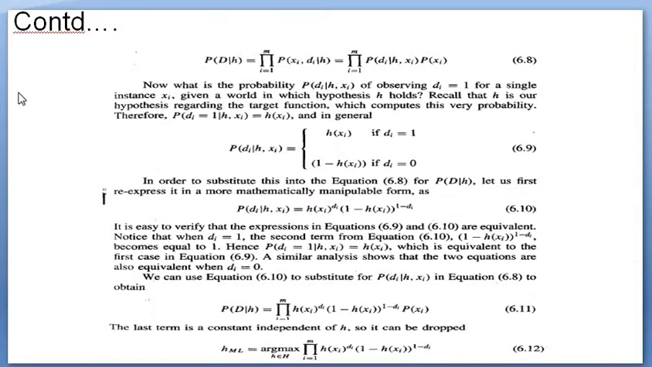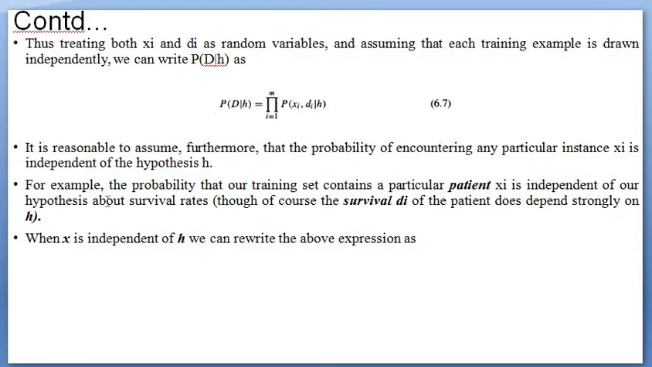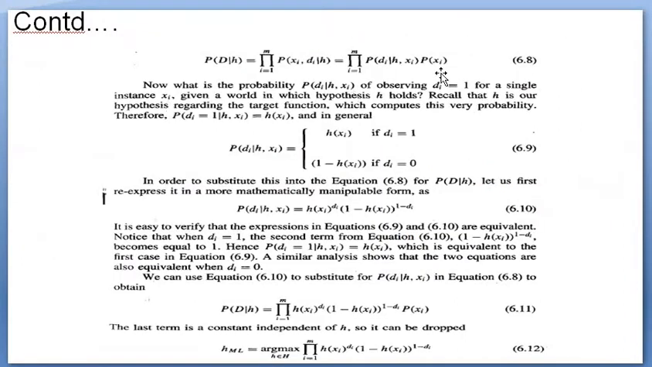So di is a dependent variable on the hypothesis, and xi is an independent variable. Then we can further write this expression as P of D given h equal to the product over i from 1 to m of P of xi, di given h, and we can rewrite this as P of di given h comma xi, times P of xi. Here we have applied independence, because xi is an independent value and di is a dependent value, so we can multiply the independent attribute P of xi with P of di given h comma xi.